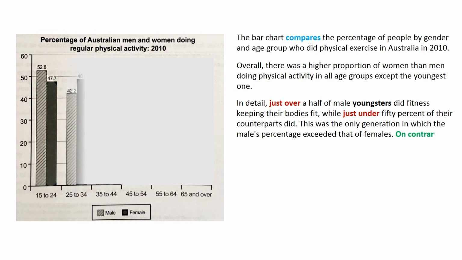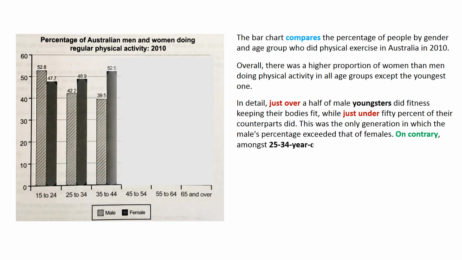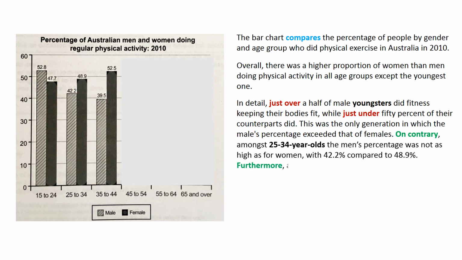On the contrary, amongst 25 to 34-year-olds, the men's percentage was not as high as for women, with 42.2% compared to 48.9%. Furthermore, among those aged 35 to 44, the gender gap was 13%, which is the highest difference. Here, I added another 2 points to the first idea, using the linking words on the contrary and furthermore. Both of them are used to add information to a topic, and each has a specific meaning.